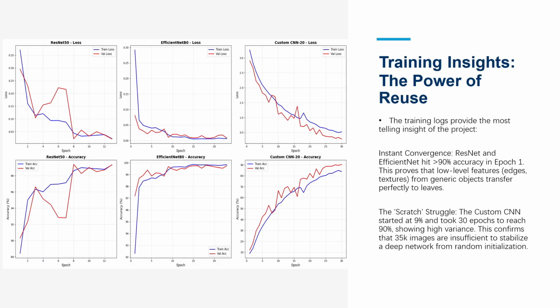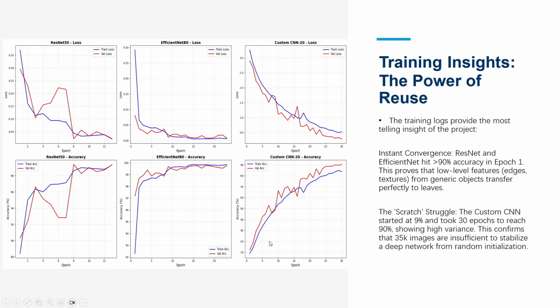These training curves reveal the most important insights of our entire project: the power of feature reuse through transfer learning. Let's start with ResNet and EfficientNet. Both models reach over 90% accuracy in just the first epoch. This immediate convergence tells us something remarkable. The low-level features learned from generic everyday objects, such as edges, corners, and textures, transfer almost perfectly to plant leaves. In other words, transfer learning doesn't just help, it gives us a massive head start.